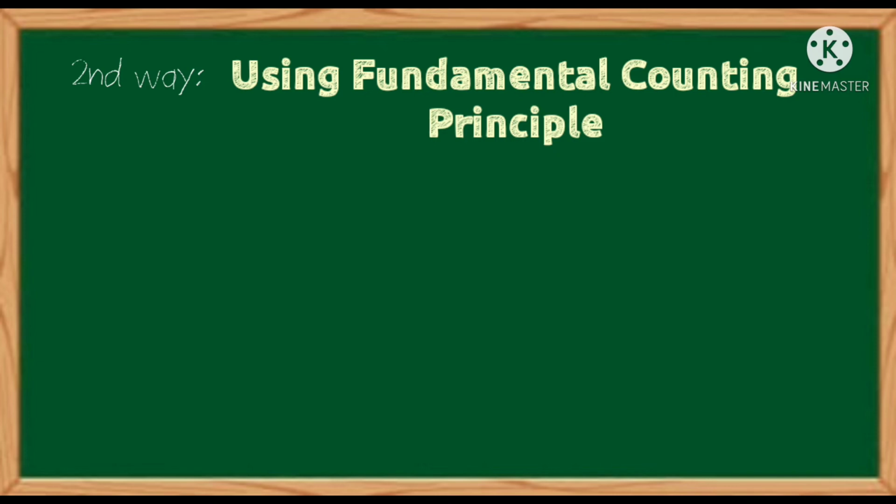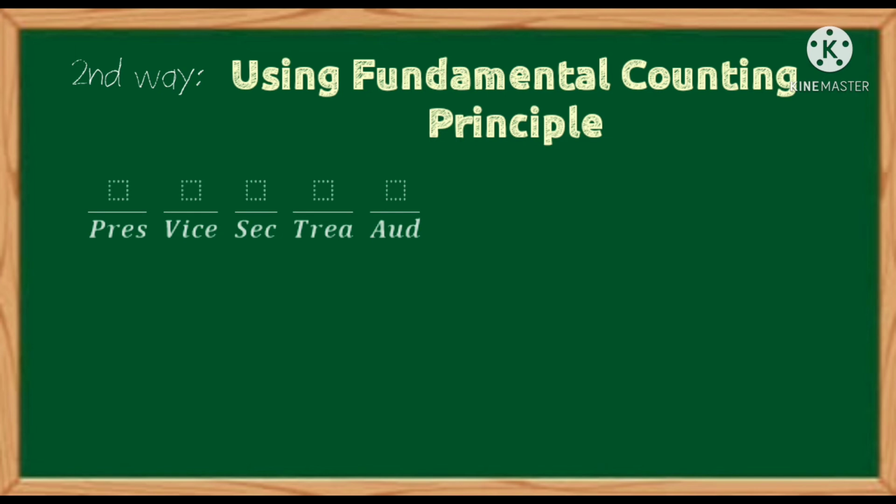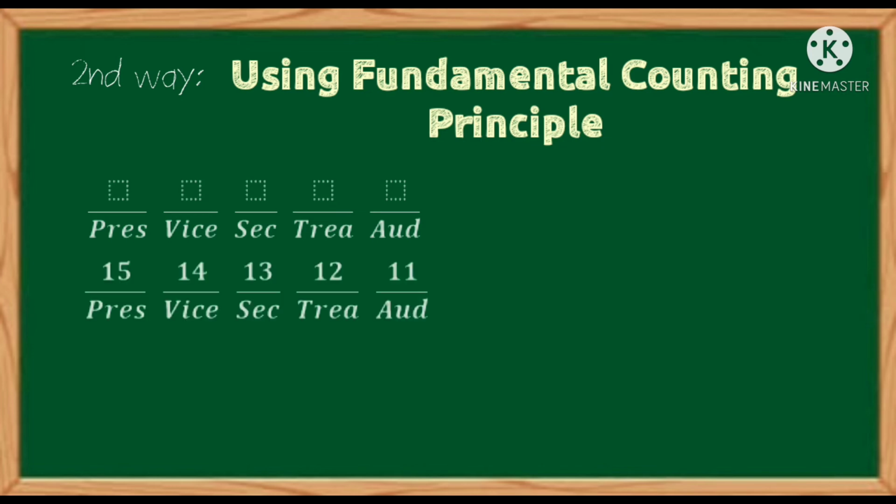Now, let's have our second way using the fundamental counting principle. Since in a given problem, they are selected 5 at a time, so there are 5 decisions or positions to be filled in. Next, let's identify the number of options for each decision. So for the first decision, there are 15 options. For the second decision, there are 14 options. For the third decision, there are 13 options. For the fourth decision, there are 12 options. And for the fifth decision, there are 11 options.